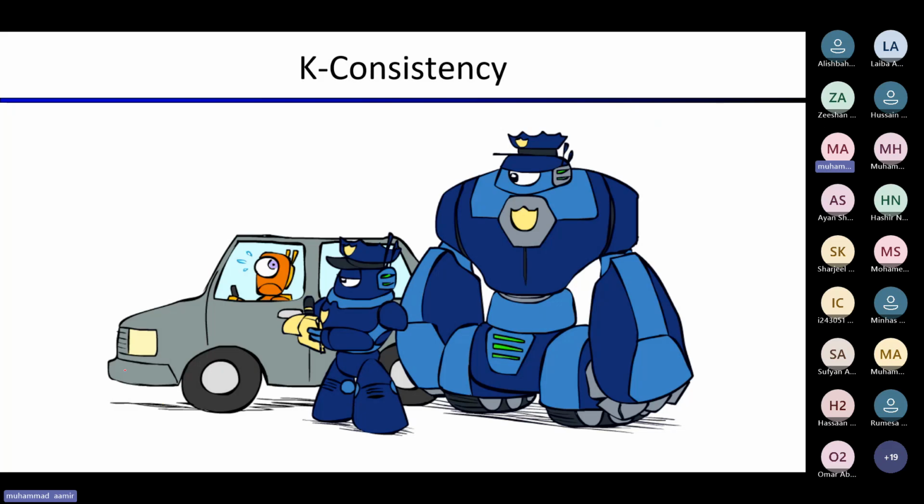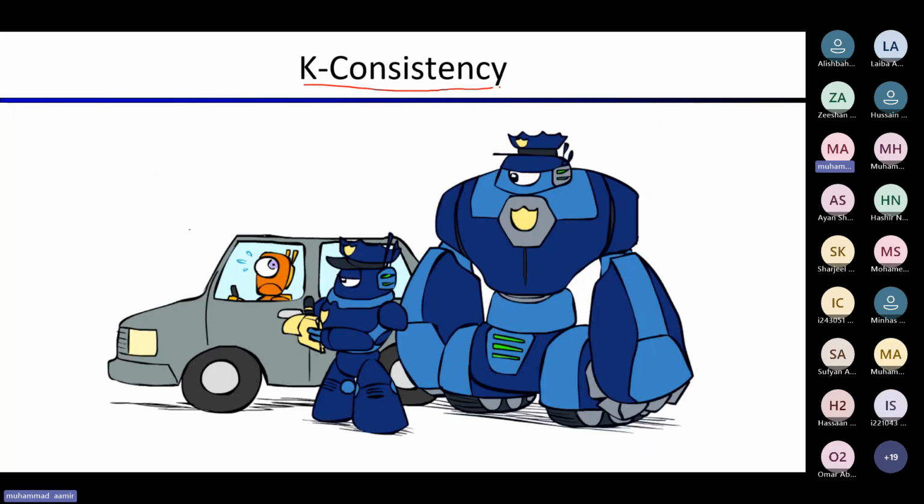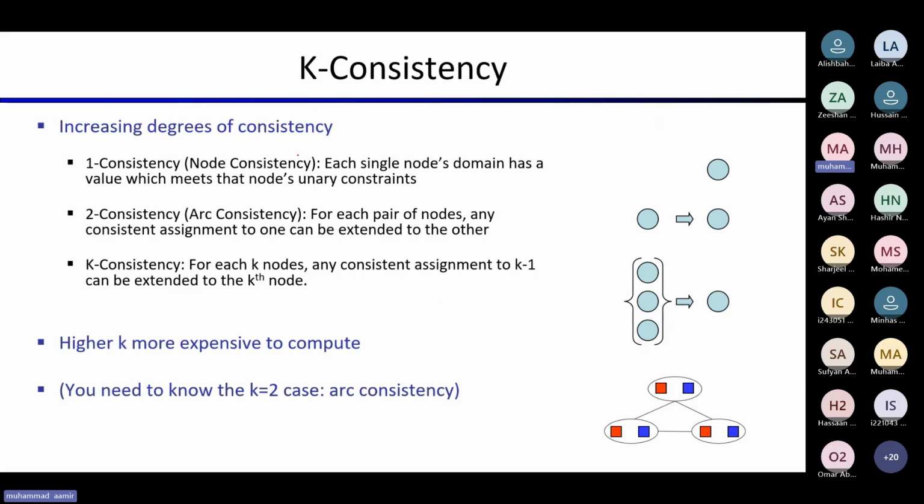Okay, moving next. Next, we have seen the limitations of arc consistency. That is why we are going to see K consistency. I have already explained what K consistency is. One consistency is also called node consistency: when you satisfy all the unary constraints, the node is consistent, and we call it one consistency. Two consistency is between two nodes, between the arc. Remember, we call this an arc, and this arc is connected with two nodes, two variables.